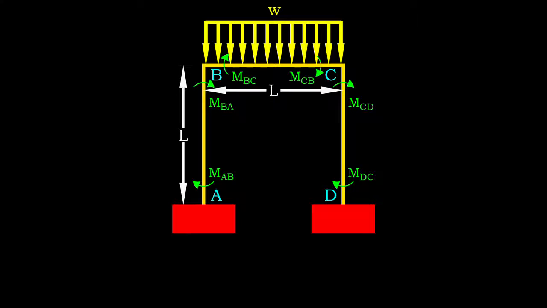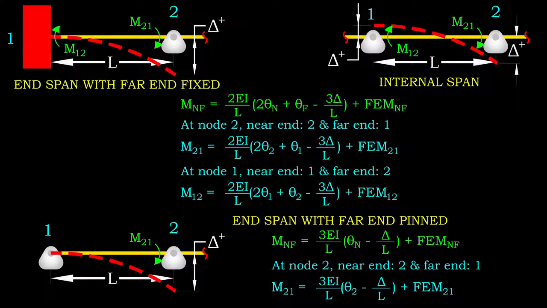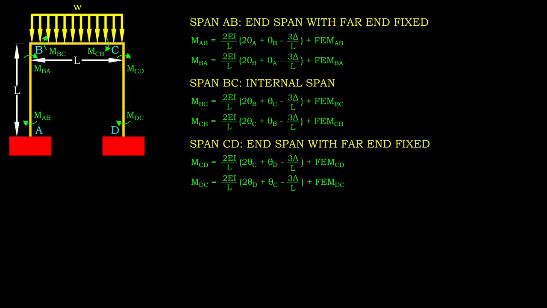Let's segmentize the frame element and assume the internal end moment is rotating in the positive direction, which is clockwise. Recalling that we have two different types of slope deflection equations, which are applicable to different span types. The first type of equation is used since all the elements are either end span with far end fixed or internal span. We can now construct moment equations with numerous unknowns.